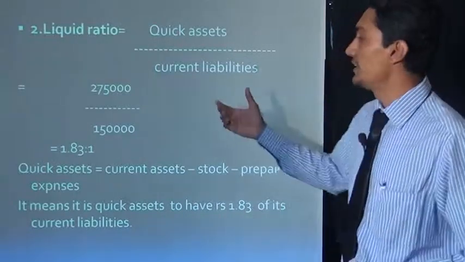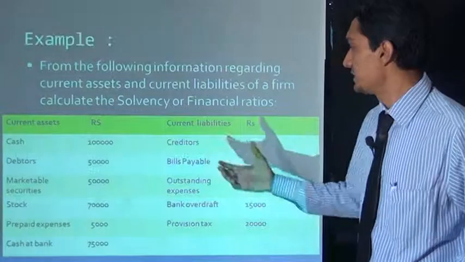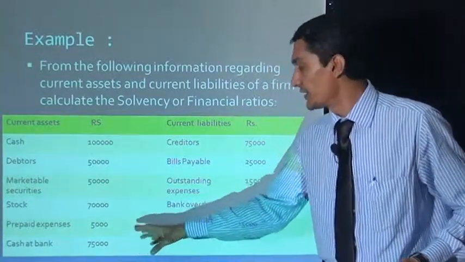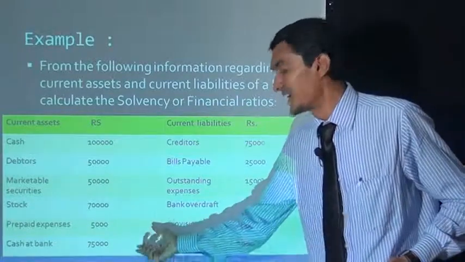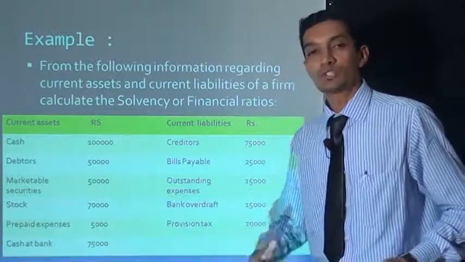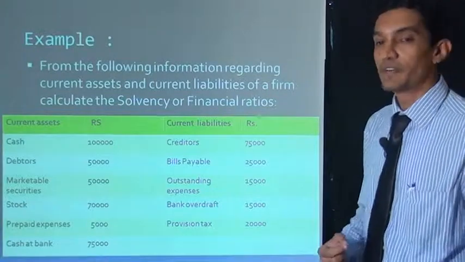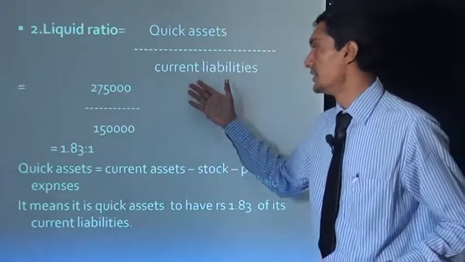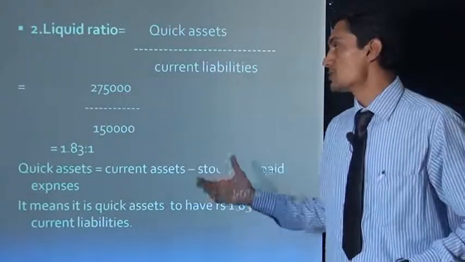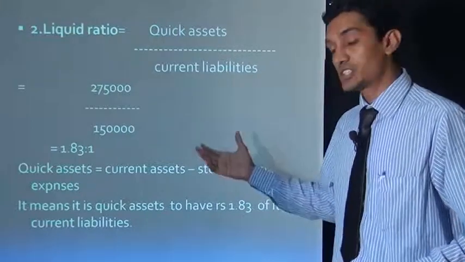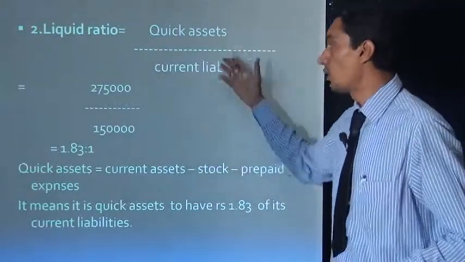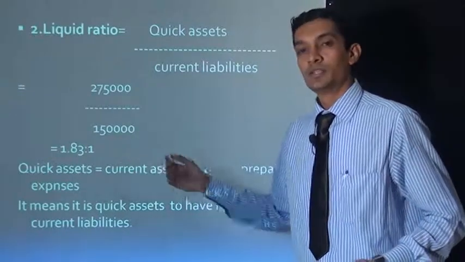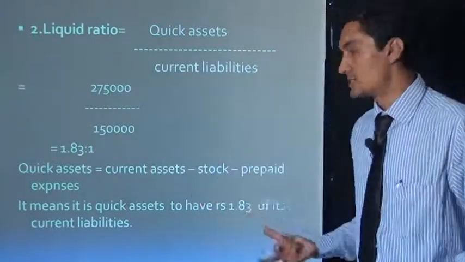So in quick assets we take only cash, debtors, marketable securities, and cash at bank. Stock we do not take, prepaid expenses we also do not take. So 75,000 is not taken, and the total is 2,75,000. Now 2,75,000 divided by current liabilities of 1,50,000, because we are finding the quick or liquid ratio. All current liabilities are included. The result is 1.83 to 1 proportion.